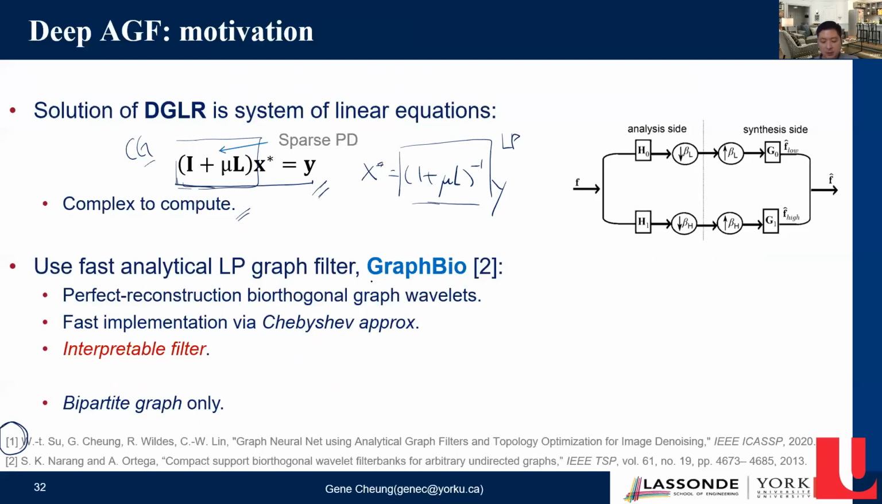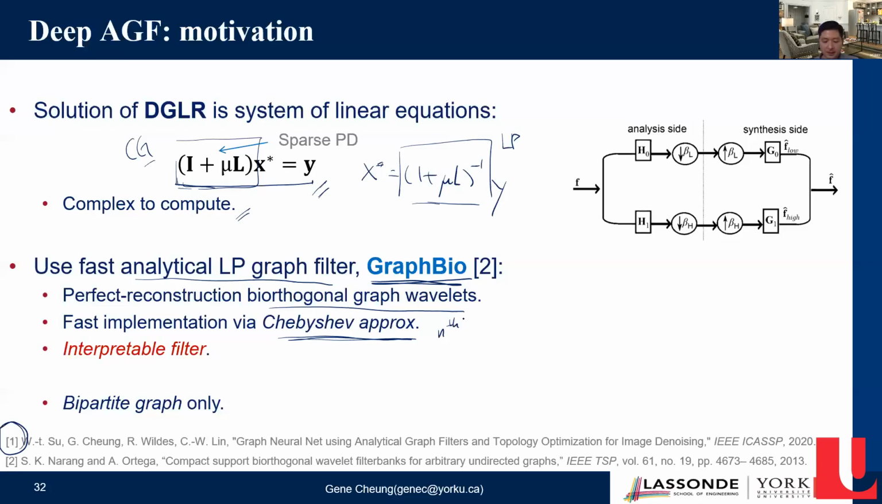So it turns out you can, and we're using GraphBio, which is an analytical graph filter. In this case, it's actually a biorthogonal graph wavelet that has a perfect reconstruction condition. And to implement this, you can use a Chebyshev approximation, and therefore it can be run very fast because each pixel can be cleaned or interpolated using neighboring pixels. Assuming you have an nth order polynomial, it's just an nth neighborhood.